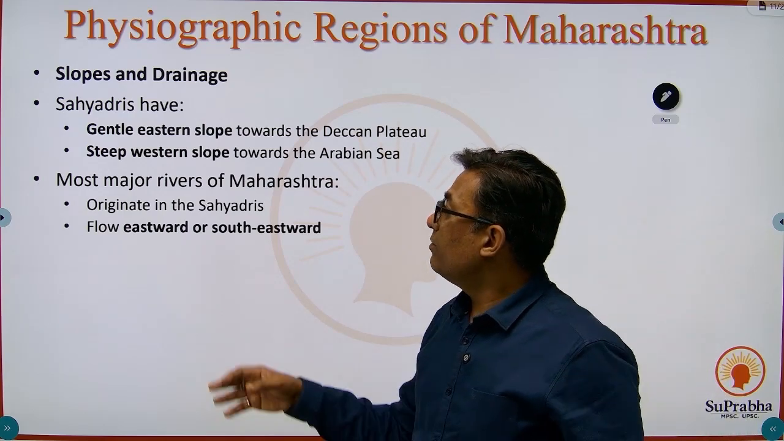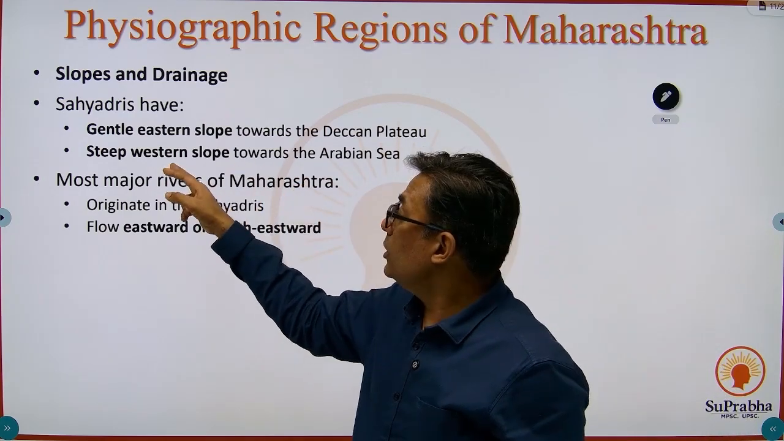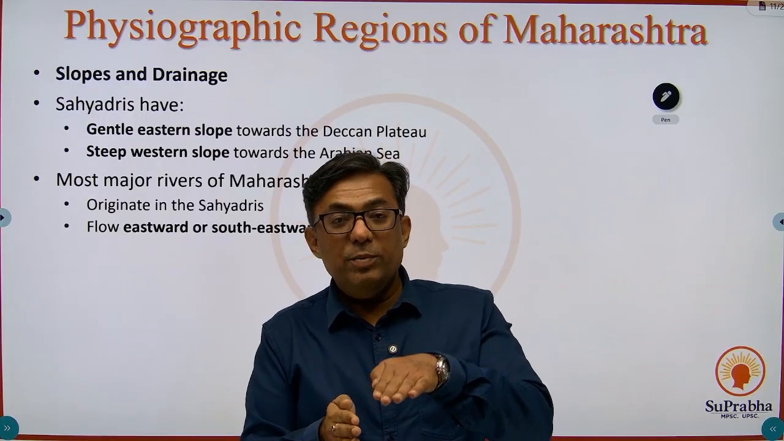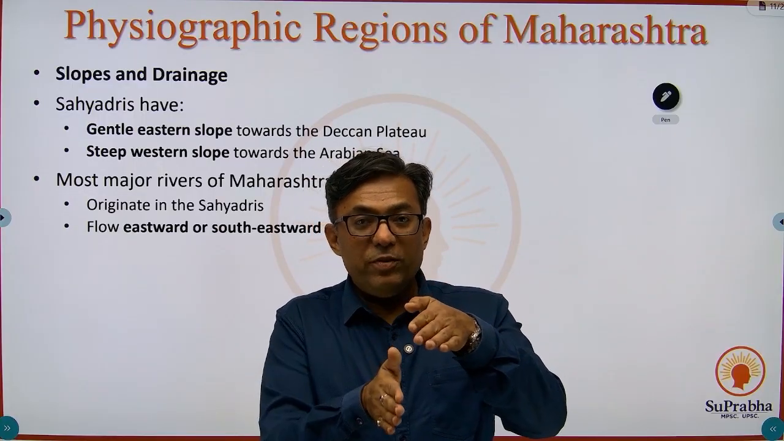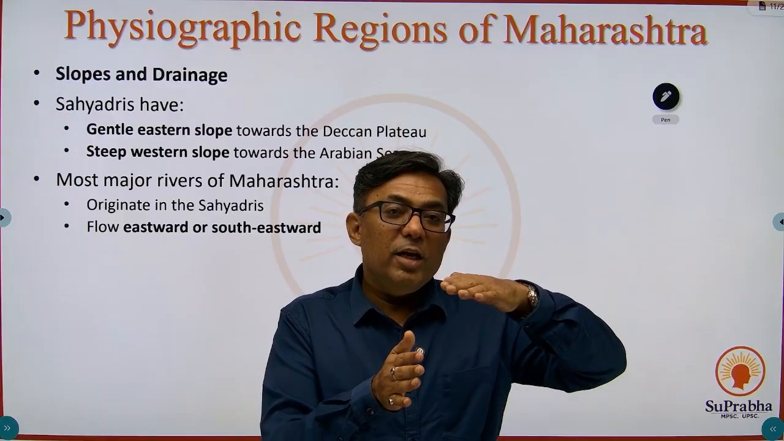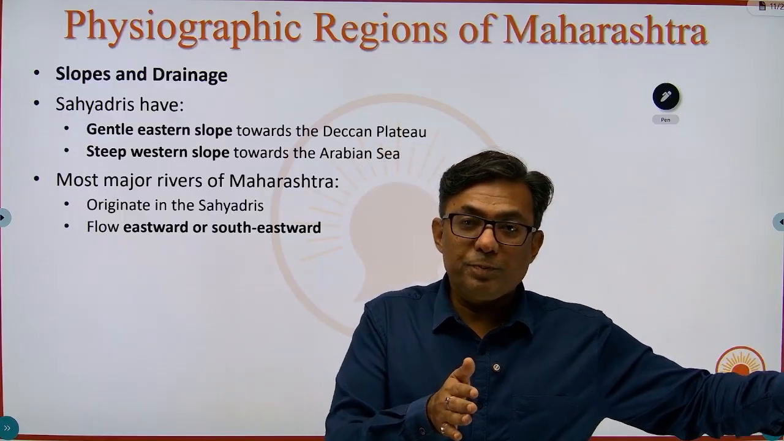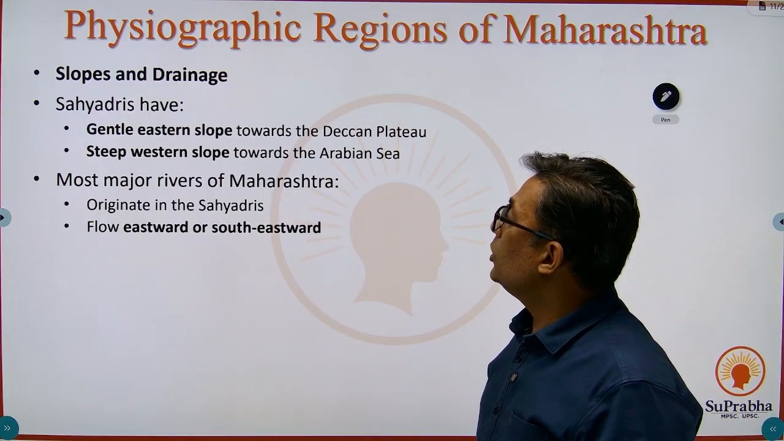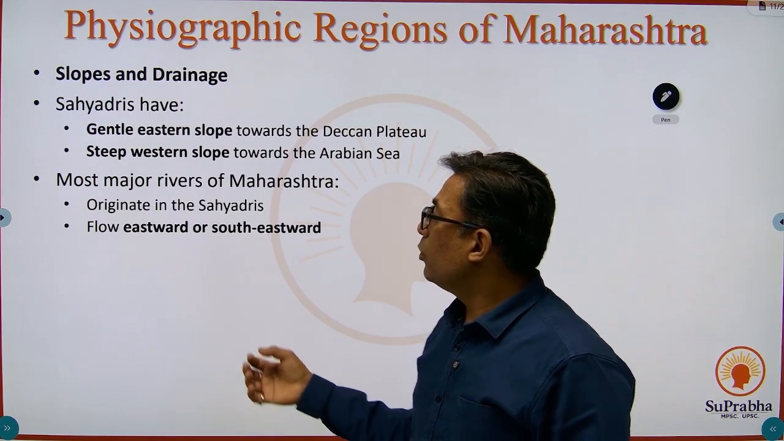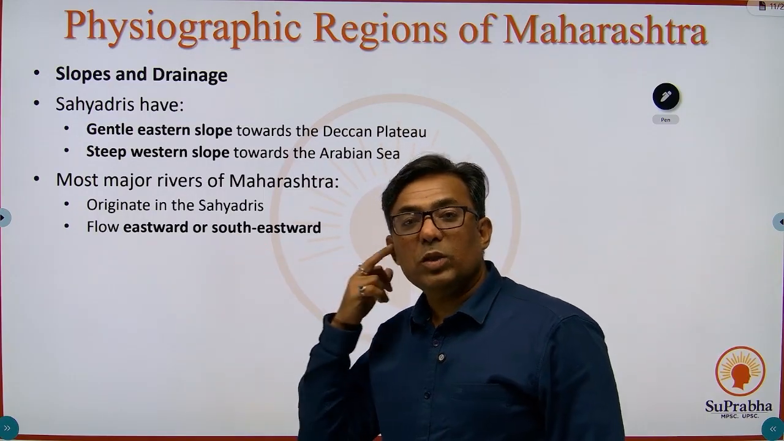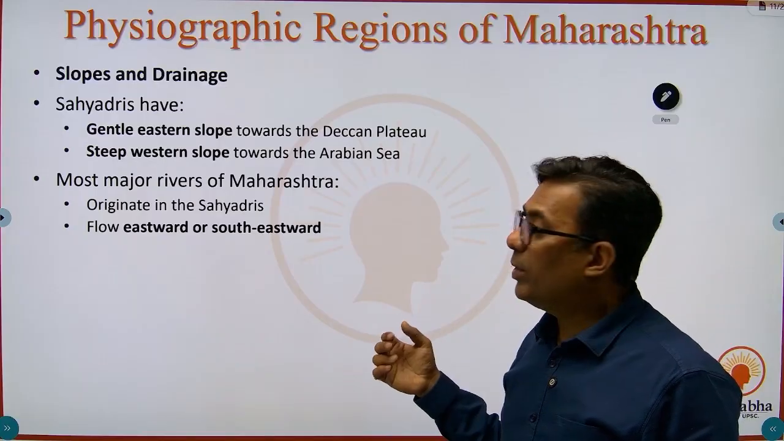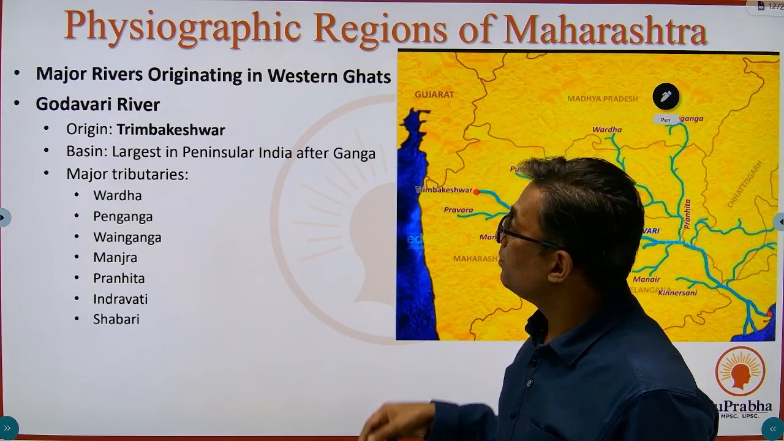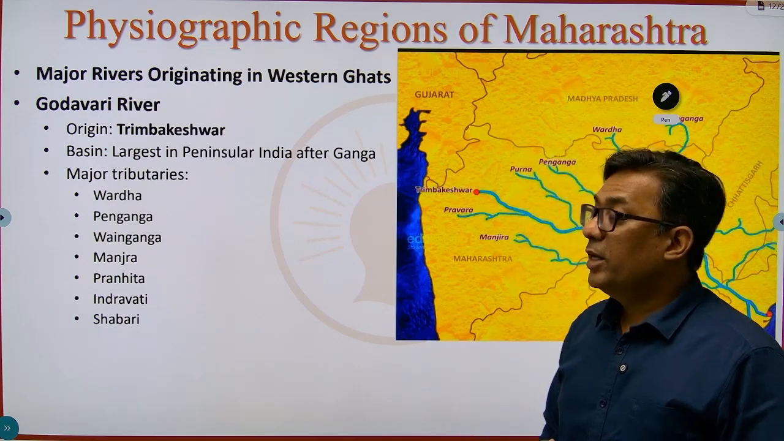Slope: the Sahyadris have a gentle eastward slope and a very steep westward slope. The Sahyadri mountains towards the Konkan have a steep escarpment, a steep face, and on the eastern side they have a gentle slope. The major rivers of Maharashtra originate in the Sahyadri. They mostly flow eastward or southeastward. We have seen Godavari, Krishna, Bhima, they flow eastward or southeastward. This is about the Sahyadri ranges.